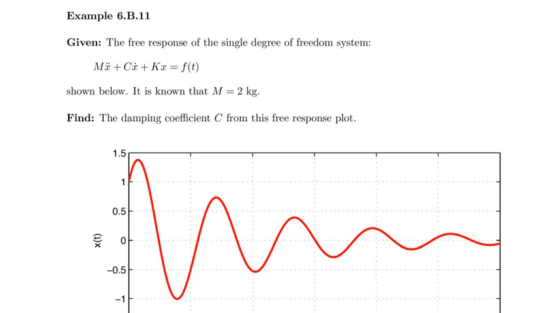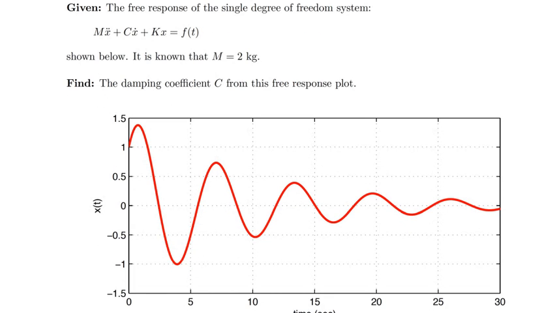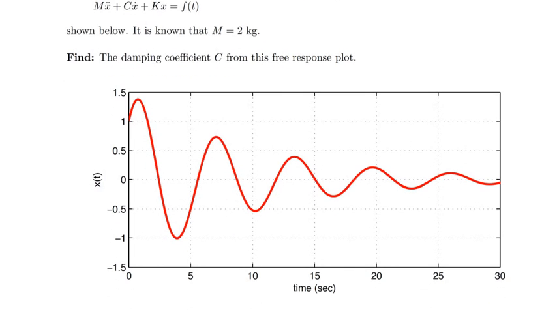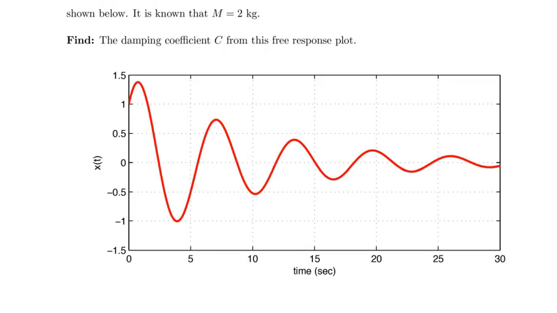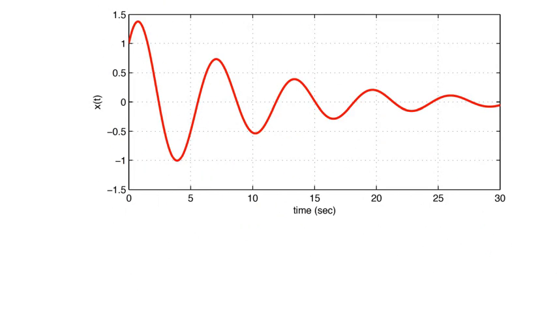Alright, so this is another great example and something that I often do in actually my own research work. What we have here is the single degree of freedom and free response. And we're told that the system is governed by the single degree of freedom system m x double dot plus c x dot plus k x equals f of t. And we're looking at the free response here, obviously, not the forced response, so f of t would be 0. And we're told that we've measured the mass of the system already, and we're asked to find the damping coefficient from this free response plot.